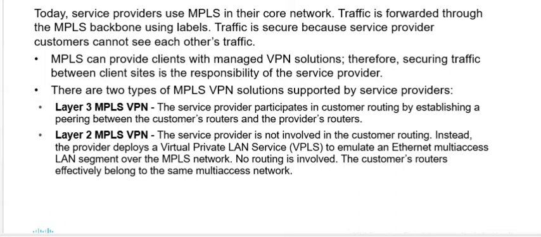So at layer 3 VPN, the service provider participates in customer routing by establishing a peering between the customer's routers and the provider's routers. And at layer 2, the service provider is not involved in the customer routing. Instead, the provider just deploys a virtual private LAN service, VPLS, to emulate an Ethernet multi-access segment over our network. So no routing is involved. The customer's routers will effectively belong to the same access network.